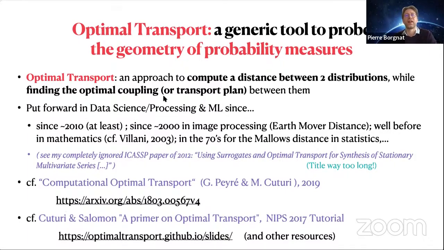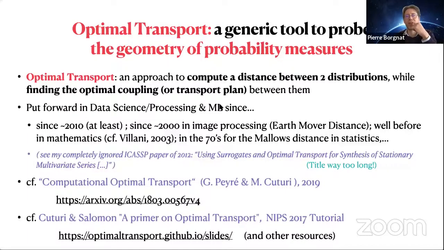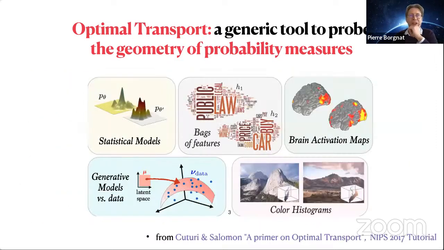If I'm taking here a slide from the NeurIPS tutorial by Cuturi and Solomon 5 years ago, you can address all these things using optimal transport. You can compare statistical models. If you have two distributions with two different parameters, you can compare them and associate a distance between the two distributions, hence between the effect of the two parameters. You can do that also on generic, here it was bag of features, but now you can do that with more advanced representations from NLP. You can do that on brain activation maps.